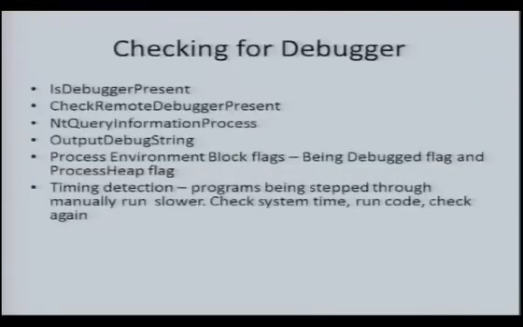Timing detection is an interesting one. Basically, if you see a system time check, and then it runs some code, and then it does a system time check again, and does a compare. Normally, at runtime, there's not going to be a whole lot of time between those two checks. But when you're debugging and single-stepping, there can be a lot of time between those two checks. So if you're seeing those two time checks, then a compare, and then it craps out on you, it's probably doing a timing check.